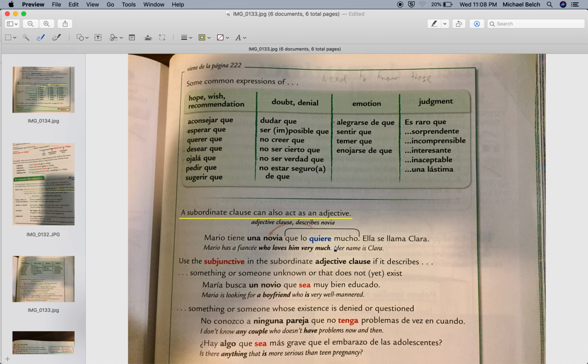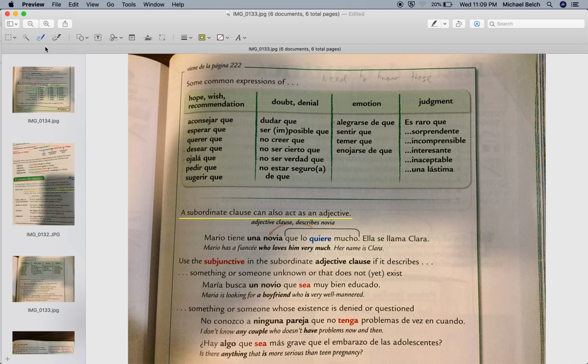So this is an example of how the subordinate clause can describe the noun in the first clause. Mario tiene una novia que lo quiere mucho. Now here, the book has this in blue because this is a statement of fact and it's true. This is an accurate statement about the fiancée. So we're not going to use subjunctive.